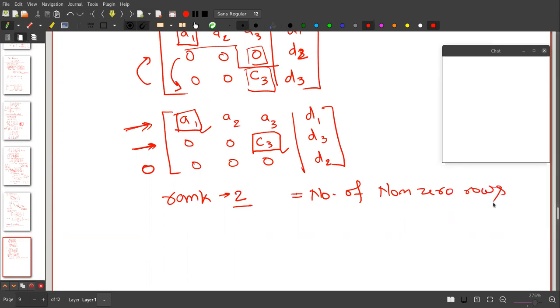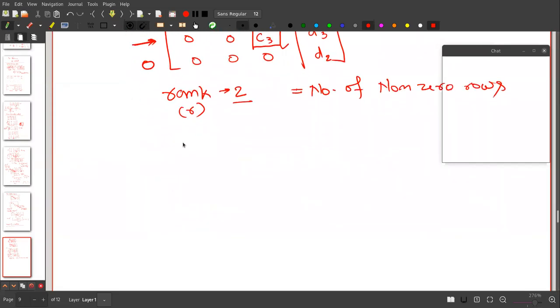Fine. So what is the rank? After reducing it to the row echelon form, the number of non-zero rows is the rank of the matrix. So what does the rank of a matrix tell? I have told you everything, I just have to connect it to the rank. Rank is normally represented by R.